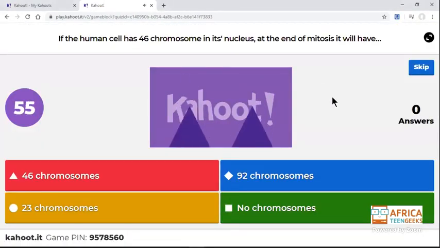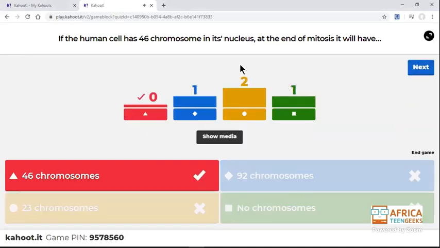All right, so if the human cell has 46 chromosomes in its nucleus, at the end of mitosis, it will have, you can use the chat box fast. So if it has 46 chromosomes, how many will it have at the end of mitosis? So I'm skipping it. So it will have 46 chromosomes. Remember, we said the number of chromosomes do not change, so they stay the same. This is in mitosis. So in mitosis, the number of chromosomes stays the same.